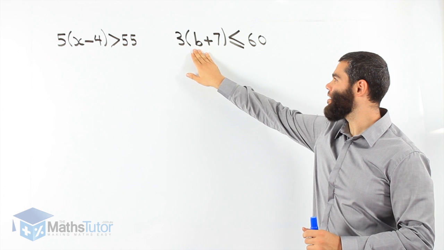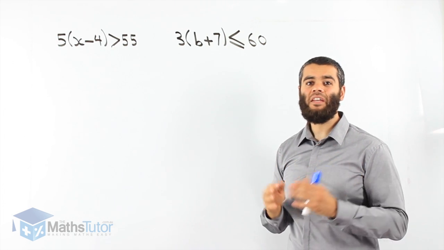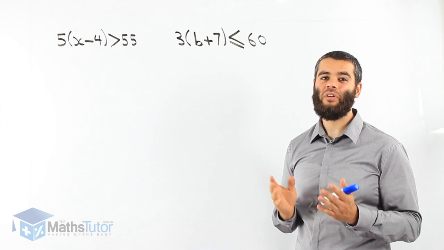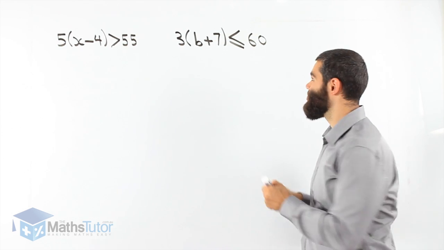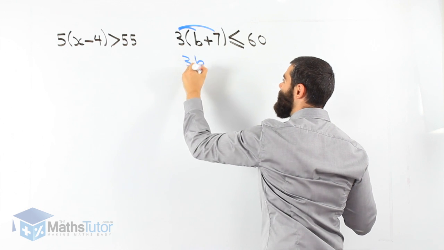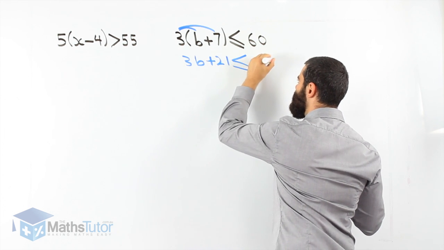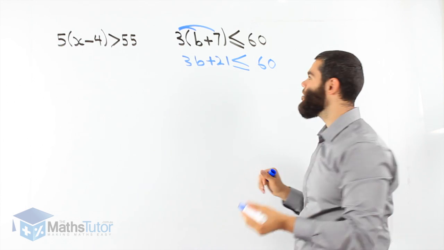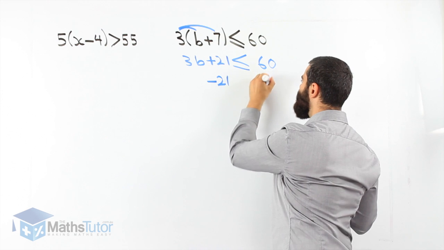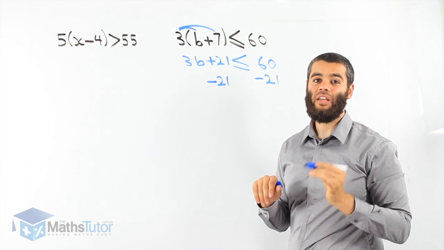3 open bracket b plus 7 close bracket is less than or equal to 60. So this inequation involves grouping symbols. We know equations also involve grouping symbols. We solve it exactly the same way. We basically first expand: 3b plus 3 times 7 is 21, less than or equal to 60. We expand. Then we simply solve it normally. Minus 21 here, minus 21 there. Remember, I'm explaining it knowing that you already know how to solve equations because this is it.